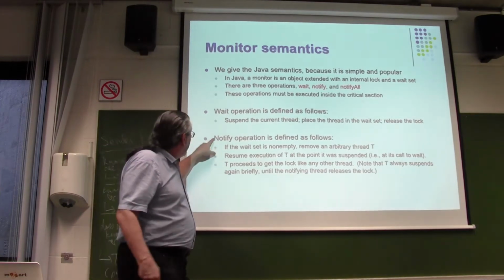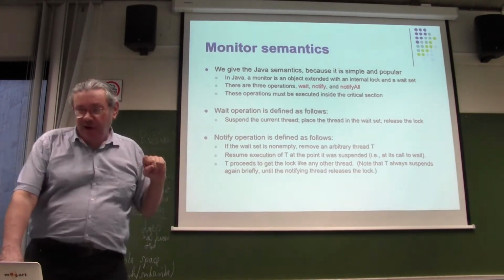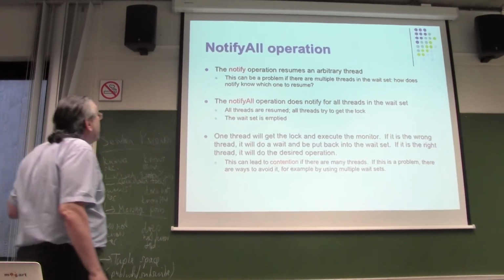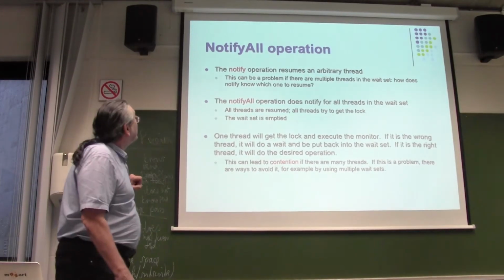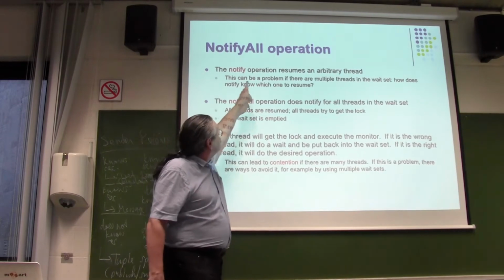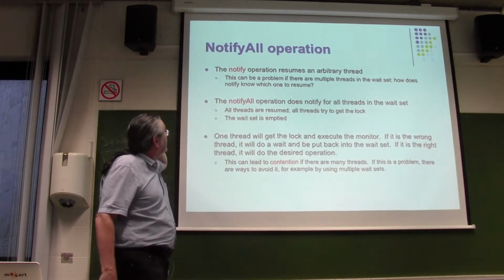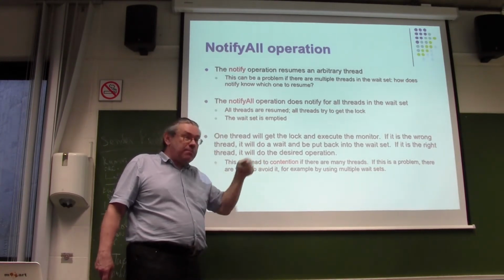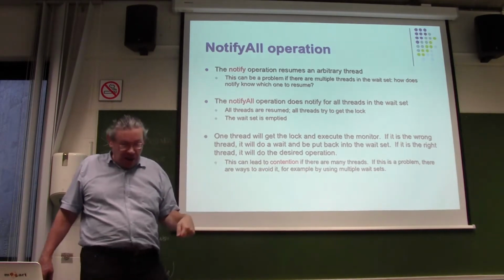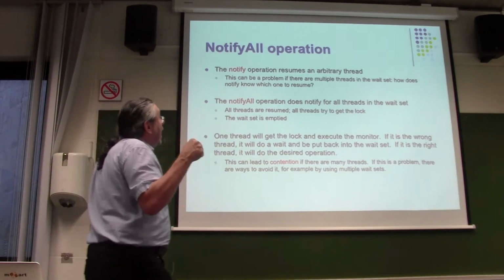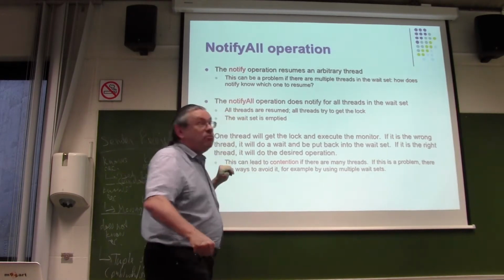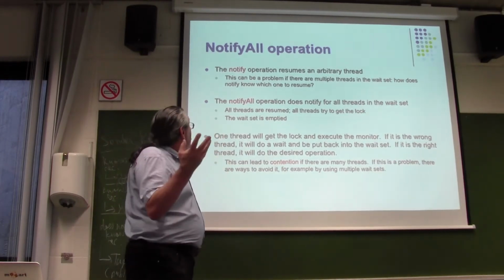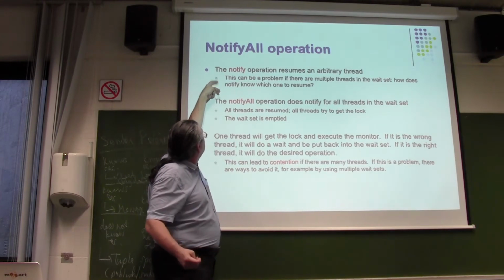It turns out notify is actually not so nice. So real systems will add another operation called notify all. Okay? So notify will resume an arbitrary thread in the wait set. But what if you have multiple threads? What if I have a bounded buffer and I do many puts and they're all waiting? Okay? And then I do a get. How does the notify know which one to resume? Okay? So the notify picks an arbitrary thread. But sometimes this is a problem, as we will see.